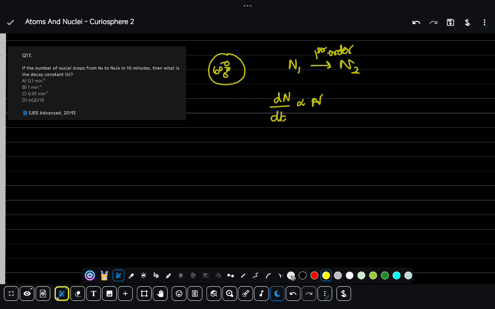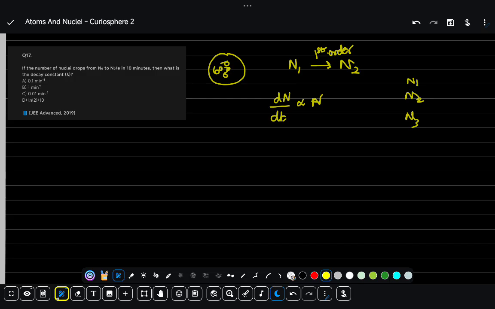Number of nuclei present. What does it mean? For example, initially there is N1 number of nuclei. So as the radioactive decay starts, the rate at which the radioactive decay happens is directly proportional to N1. After some time, the number of nuclei will become N2. The rate now will be directly proportional to N2. First it will be N1, then directly proportional to N2, directly proportional to N3, and so on.